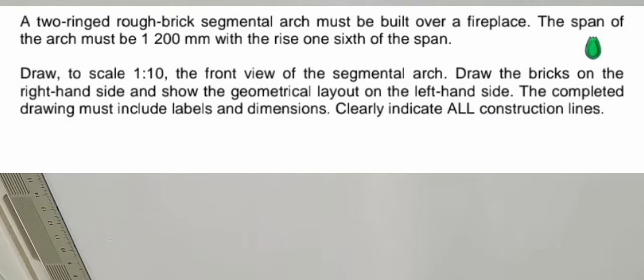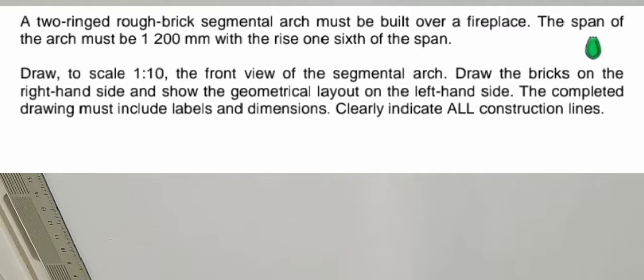Today we're going to be doing building and structural construction, and we will focus on arcs. So our question goes like this, I'll attach it. A 2-ringed rough brick segmental arc must be built over a fireplace. The span is 1200 millimeters with the rise of 1/6 of the span. I will show you how to solve that one.